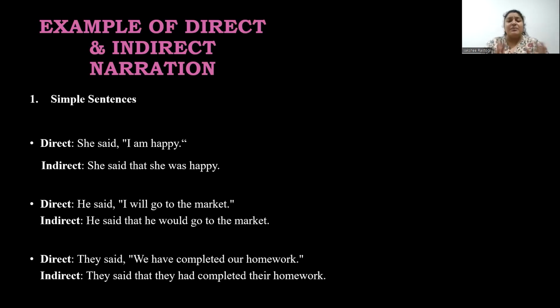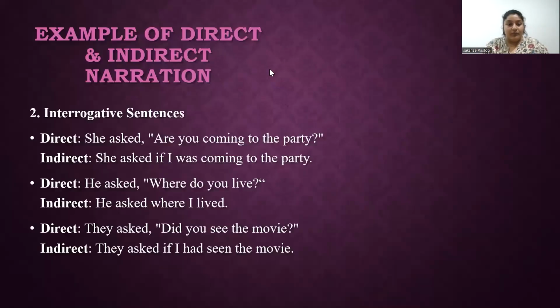It is an essential aspect of verb conjugation and is used in many contexts, including everyday conversations, writing, story writing, vlogs, and articles. It is a common form of simple statement which we use in simple sentences. So before starting the interrogative sentences, I just want to give some examples of direct and indirect narrations using simple sentences.